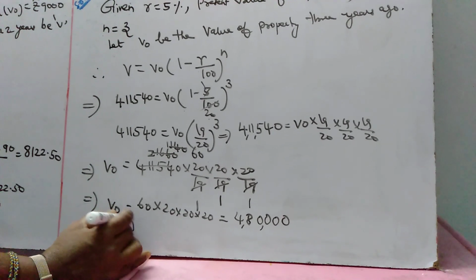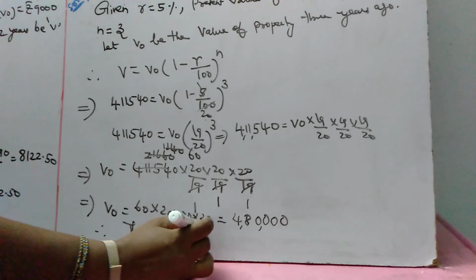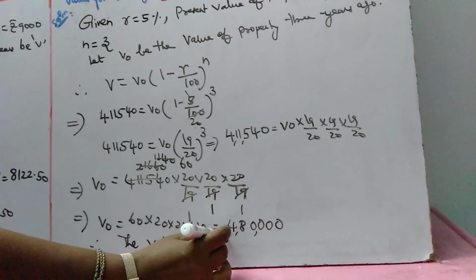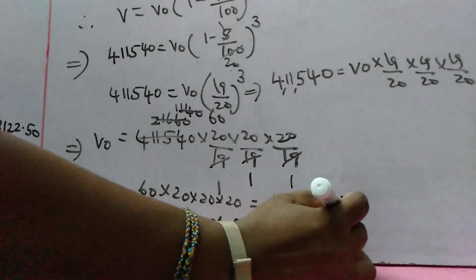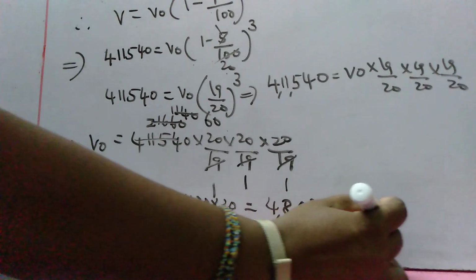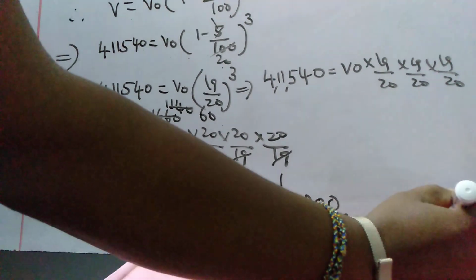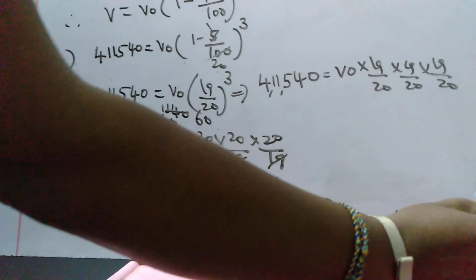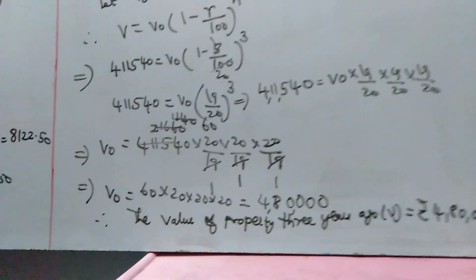Therefore, the value of the property 3 years ago is rupees 4,80,000, which is what the question asked, right?